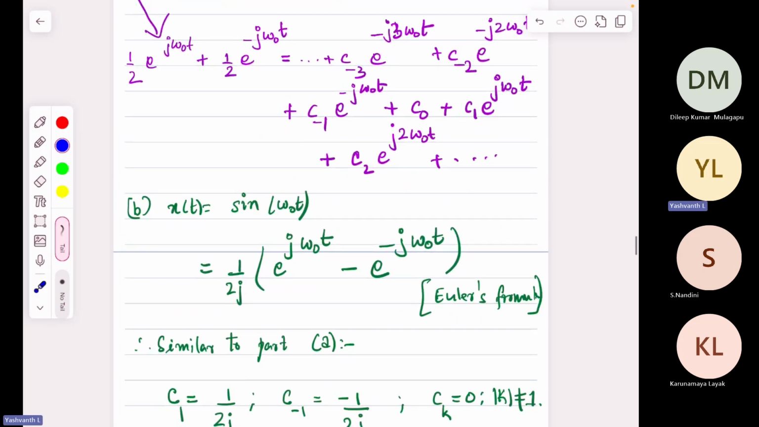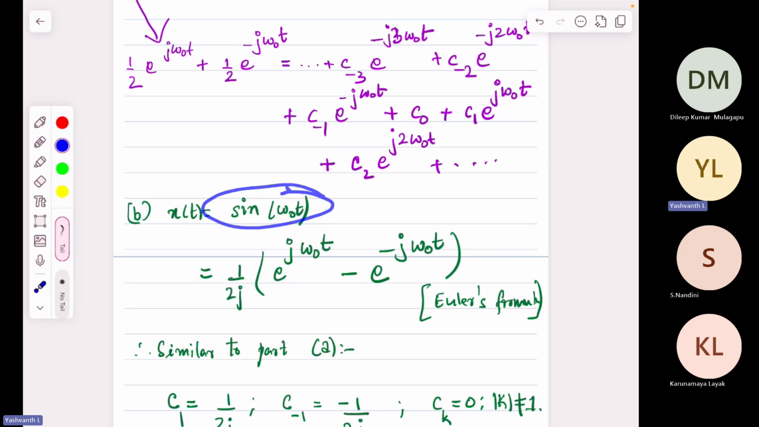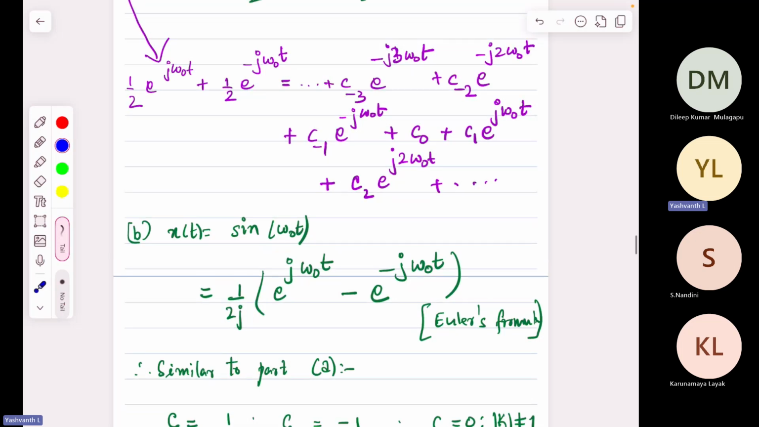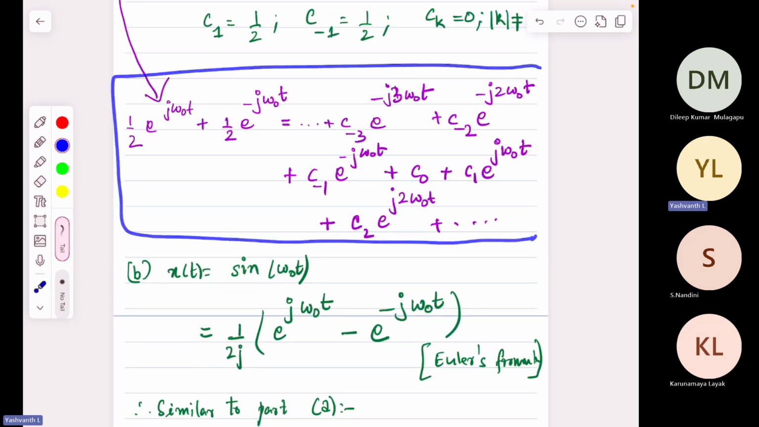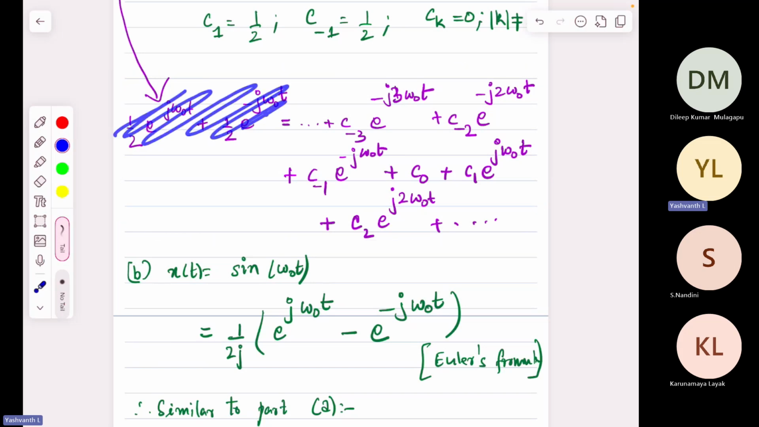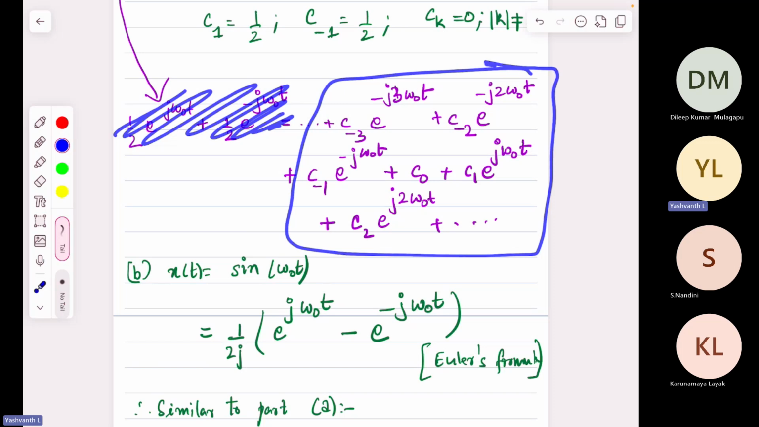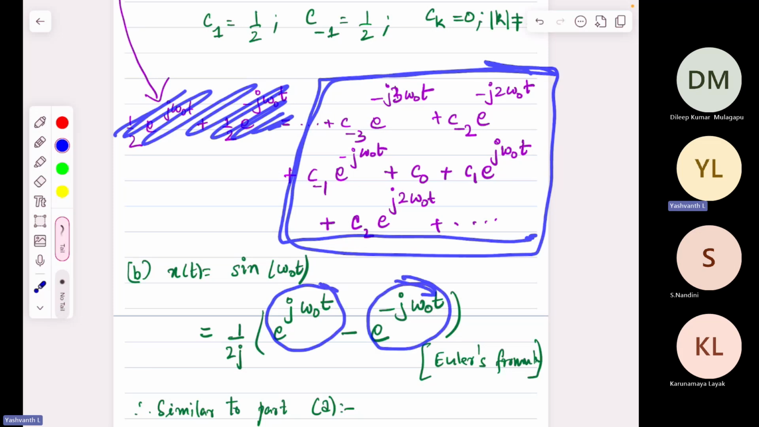Now, the second signal is what? Sine omega naught t. Same story. By Euler's expansion, sine omega naught t is nothing but e power j omega naught t minus e power minus j omega naught t, divided by 2j. Look at just this right-hand side. This is the general complex exponential formula for Fourier series representation. What I have is e power j omega naught t and e power minus j omega naught t. That is C1 and C minus 1. Only these two will be non-zero. Everywhere else it will be 0.